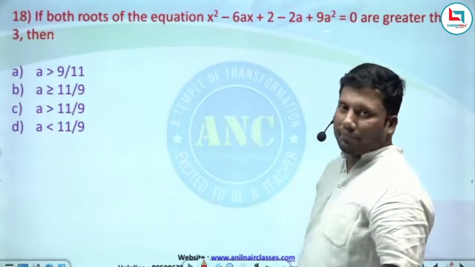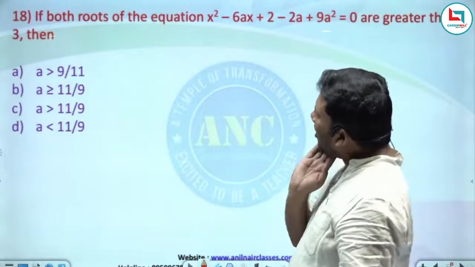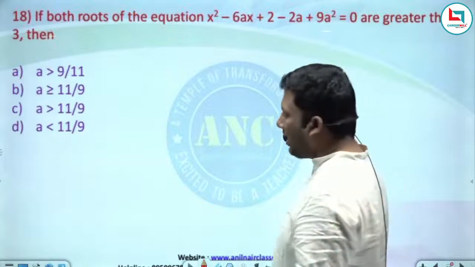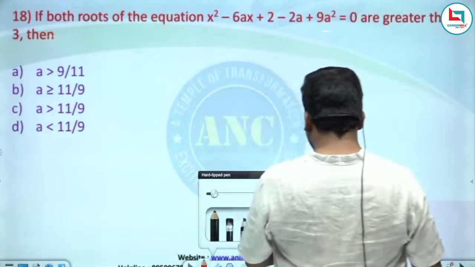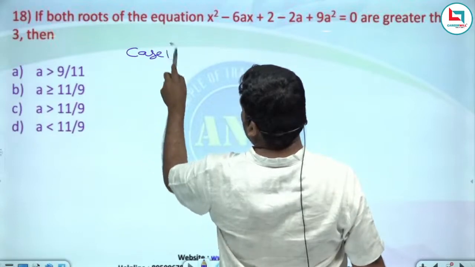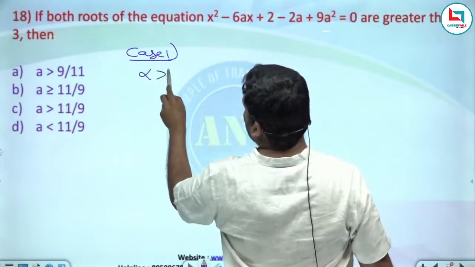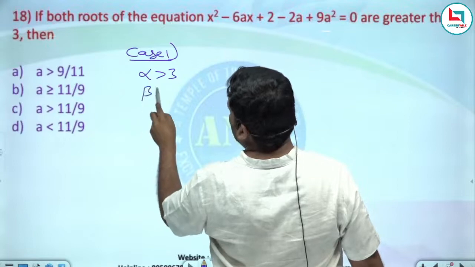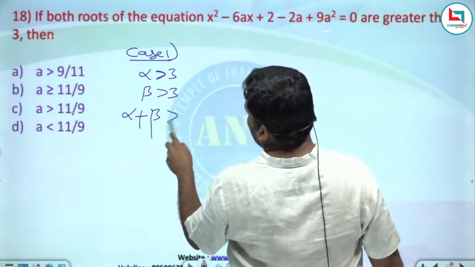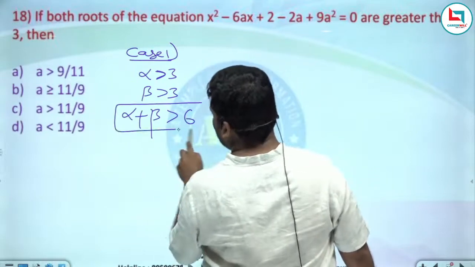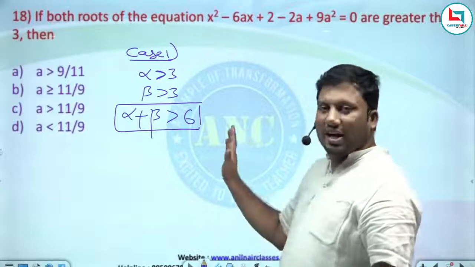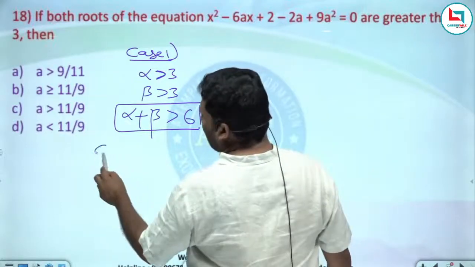Next one. If both the roots of the equation are greater than 3, both are greater than 3, it is a root, so it will touch the axis. Alpha is greater than 3, beta is greater than 3. The sum of the roots should be greater than 6. This is the first condition. Case 1, alpha plus beta greater than 6.